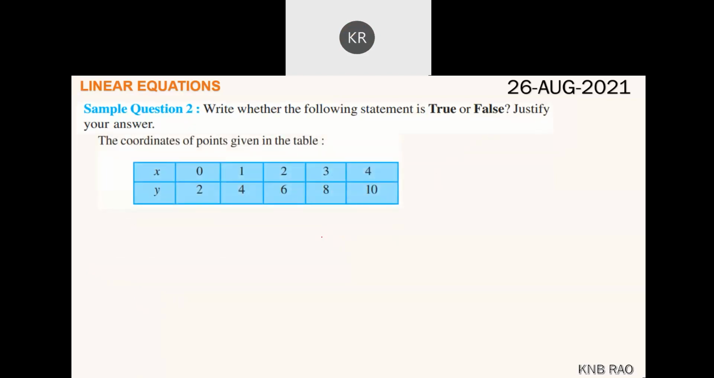Then move on to sample question number 2. Here the coordinates of x, y are given. That means points are given: (0, 2), (1, 4), (2, 6), (3, 8), (4, 6). Now the question comes. These points, he says, are solutions of this equation. Is it true or false? Are they true?